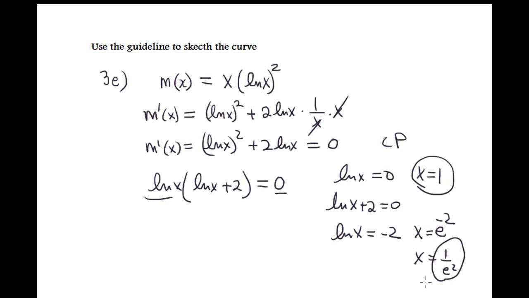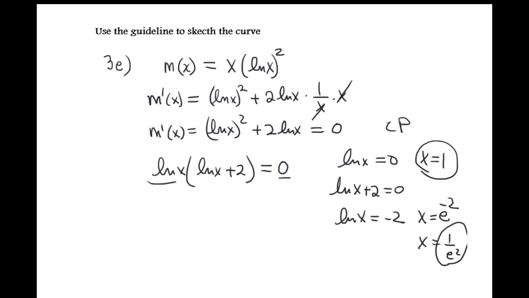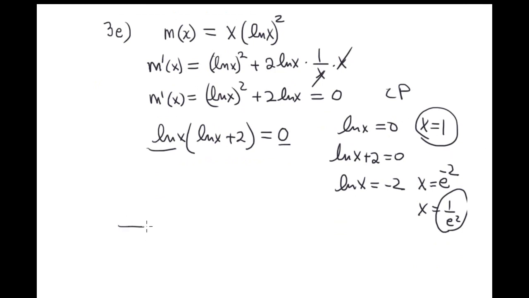Okay, by the way, when you put it in the calculator, this is approximately 0.135. So I'm ready now to apply the first derivative test. We have this picture. We have one critical point, 1 over e squared, which is approximately 0.135. We have another at 1, and you select the testing points, maybe 0.1, maybe 0.5, and maybe 2.